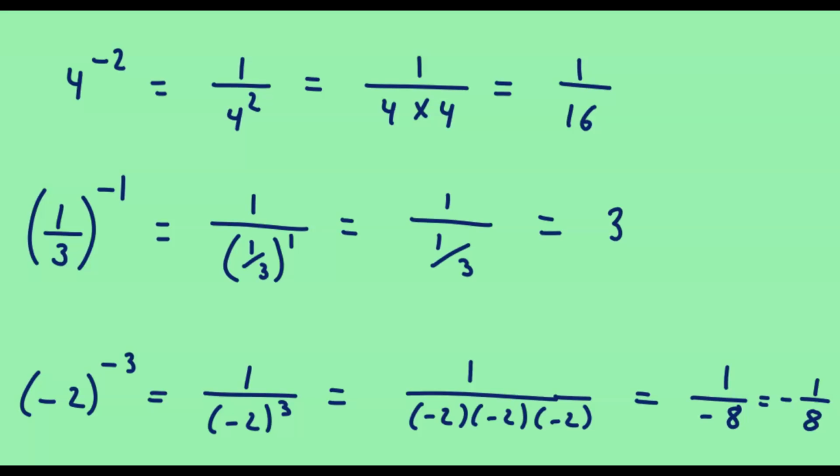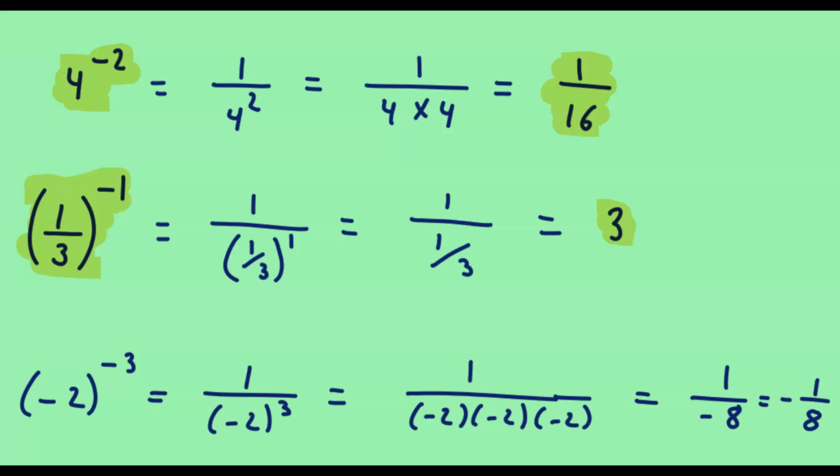Now, from these examples, we can see that negative exponents don't mean that we end up with a negative result. For example, here we have 4 to the power of negative 2. So the exponent is negative 2, which is a negative number. However, our result is 1 divided by 16, and that is a positive number. Similarly, in the second problem, we have 1 by 3 to the power of negative 1, which means that the exponent is negative 1, which is a negative number. However, our final result is 3, which is not negative.